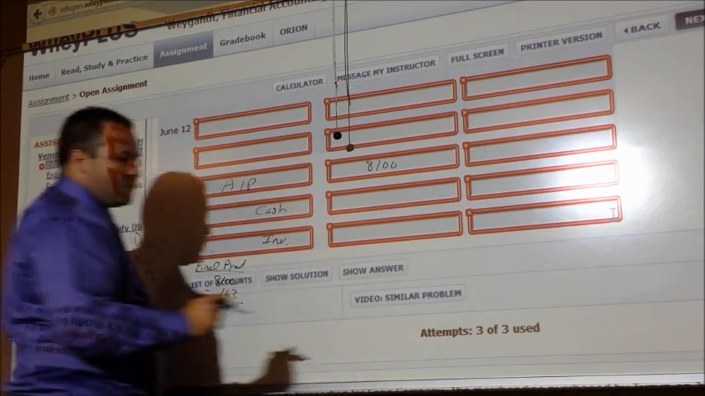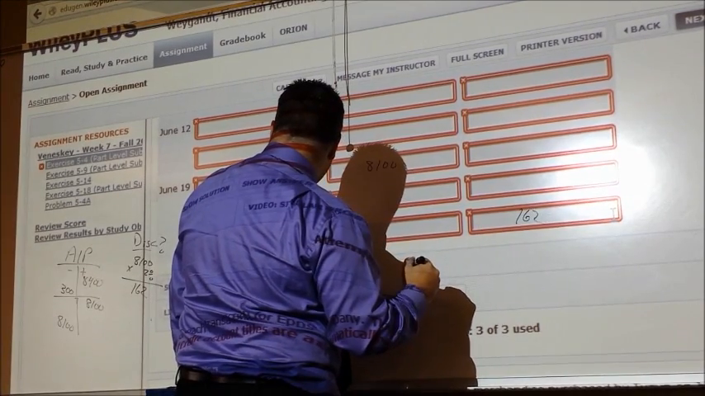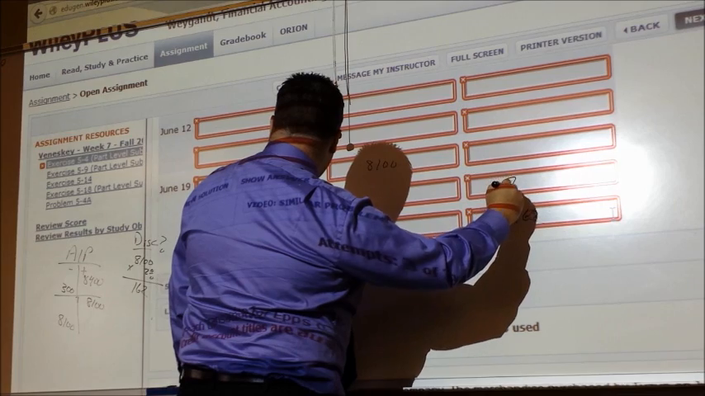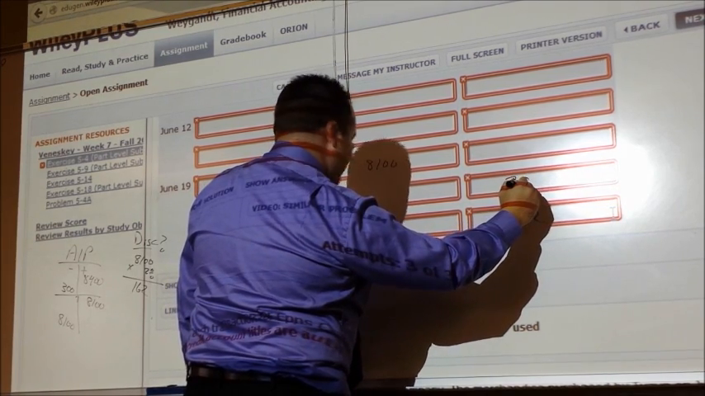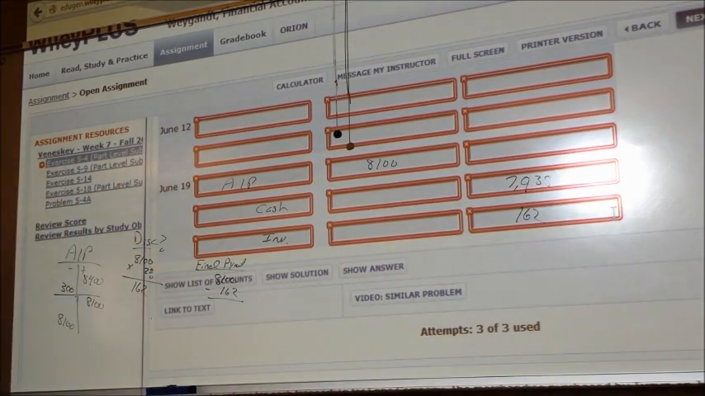So I'm going to credit the inventory for that discounted amount, credit my cash for the $7,938, I think. Then I'll let you guys take over the rest on Part B.